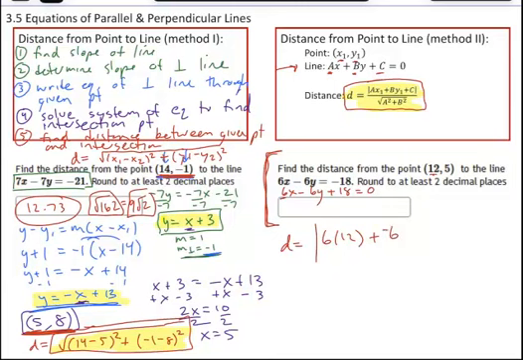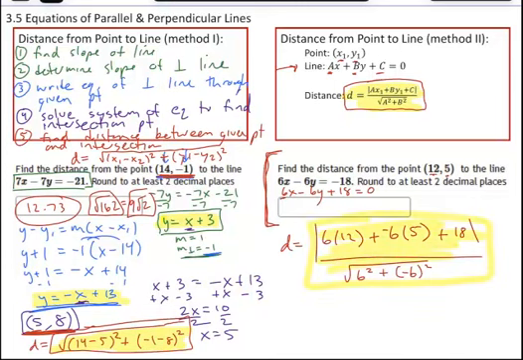The sign carries along with it, times the y-coordinate 5. And then plus our C value, which is a positive 18 when we moved it into that form. So here's our entire numerator. That's all divided by the square root of a squared, which is 6 squared, plus b squared. B is a negative 6 squared. And so right here is the answer that you can enter.